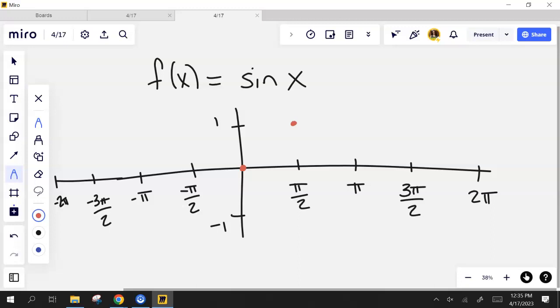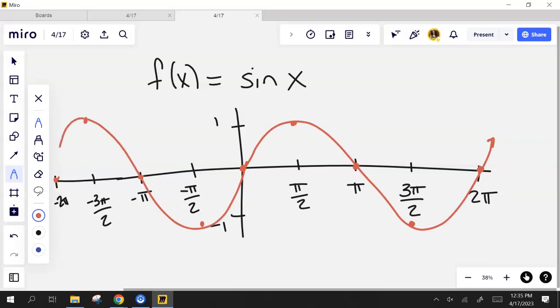How about pi? 0. How about 3 pi over 2? Close. -1. And at 2 pi, I'm back around where I started, which was 0. And I could even fill out the rest of these because it's symmetrical, right? So I'm going down, 0, up, 0. So you can catch the curve. Oh, I remember this. Does that make sense? Do you see how we got the points?